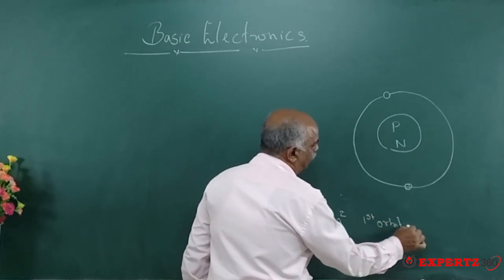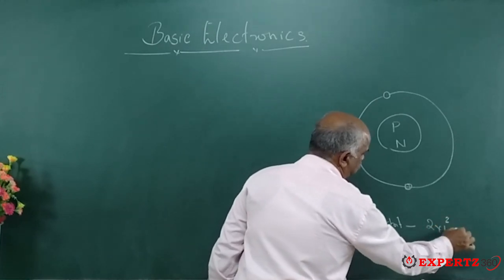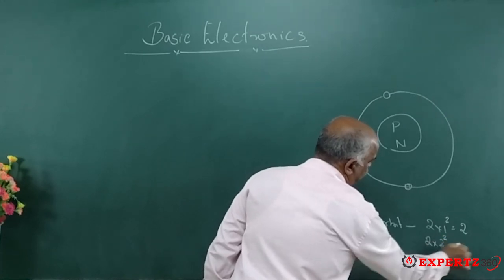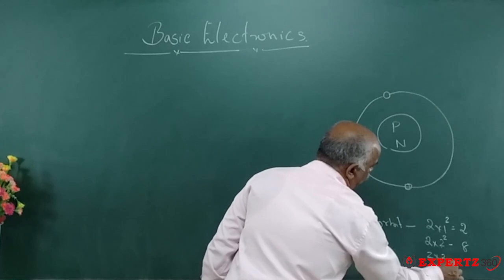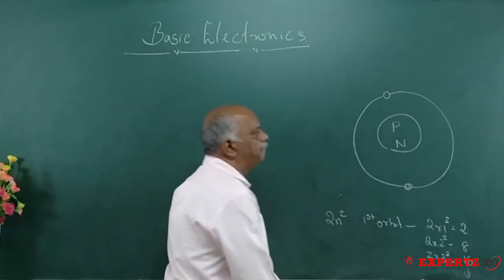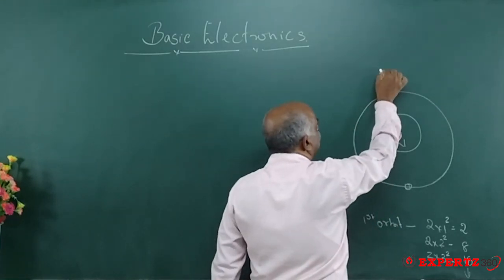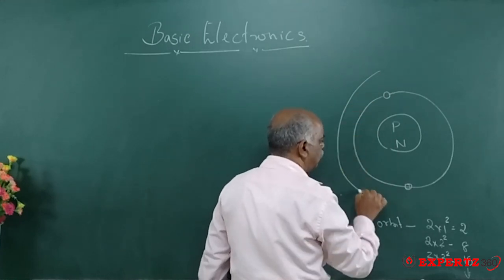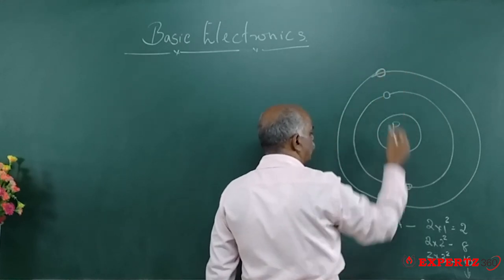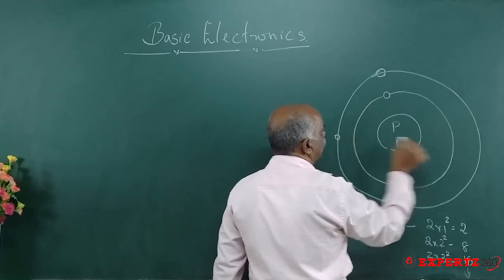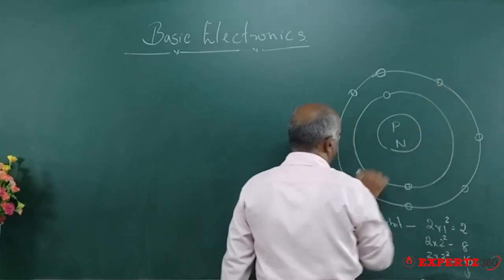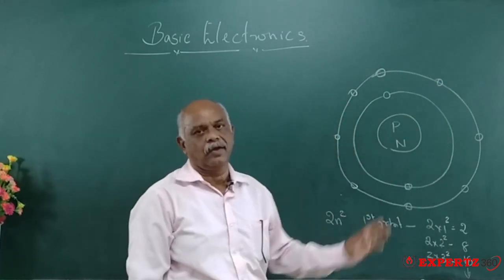The first orbit will consist of 2 into 1 square, which is equal to 2. The second orbit is 2 into 2 square, 2 square is 4, into 2, that is 8. The next, 2 into 3 square, 3 square is 9, into 2, that is 18, and so on. It goes on. So, if I draw the second orbit, it consists of 8 electrons: 1, 2, 3, 4, 5, 6, 7, 8.